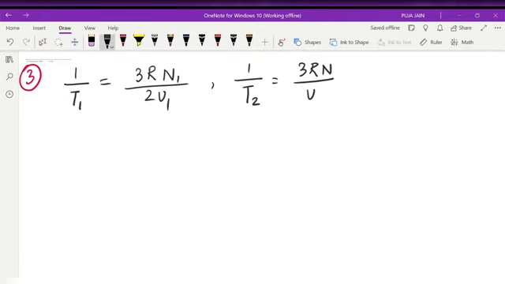So 3R and N by 2U2. Clear? They have said that N is the number of molecules and R is the universal gas constant. U1 and U2 are the internal energies. Now, they have said that the system is in thermal equilibrium.